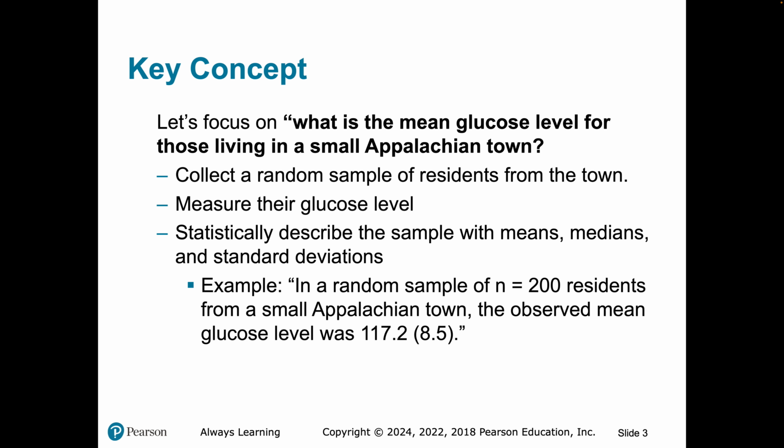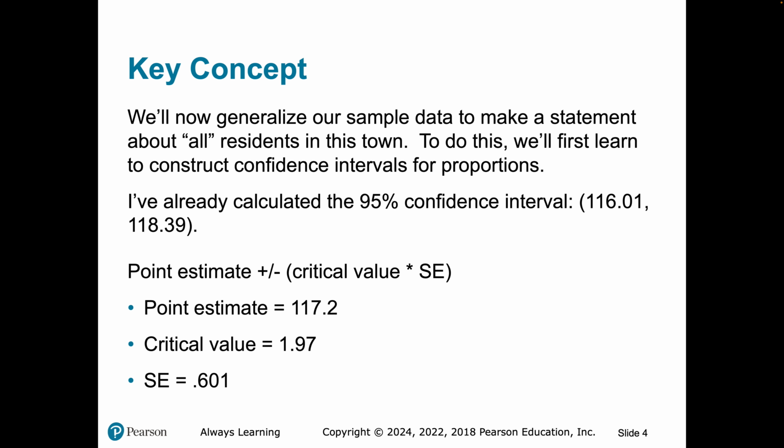Okay, so proceeding as we did before, we'll now generalize. We do that using a confidence interval. I've already gone ahead and calculated the 95% confidence interval. It's 116.01 to 118.39. Again, not to be redundant, but to be redundant, we calculate a confidence interval using the point estimate plus or minus the critical value times the standard error. The point estimate here is 117.2 because that's the mean that we got from our 200 randomly selected residents. The critical value is 1.97.